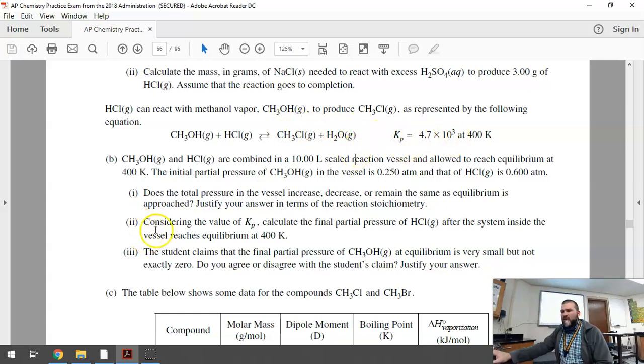And let's go to 2b, or B2 rather, I apologize. So B, CH3OH and HCl are combined in a 10-liter sealed reaction vessel and allowed to reach equilibrium at 400 Kelvin. The initial partial pressure of the methanol is 0.25, and that of HCl is 0.6. Okay, so let's go to B2. Considering the value of Kp, the equilibrium constant, calculate the final partial pressure of HCl after the system inside the vessel reaches equilibrium. So we're going to solve for the equilibrium partial pressure of one of our gases. That sounds like an ice table if I've ever heard of an ice table. Let's set this up.